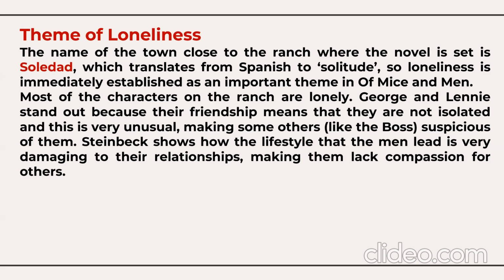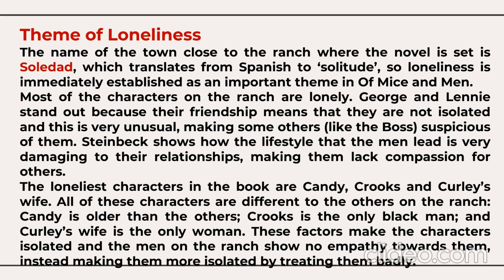Steinbeck shows how the lifestyle that the men lead is very damaging to their relationships, making them lack compassion for others. The loneliest characters in the novel are Candy, Crooks, and Curly's wife. All these characters are different from the others on the ranch. Candy is older than the others. Crooks is the only black man, and Curly's wife is the only woman. These factors make the characters isolated, and the men on the ranch show no empathy towards them, instead making them more isolated by treating them very badly.